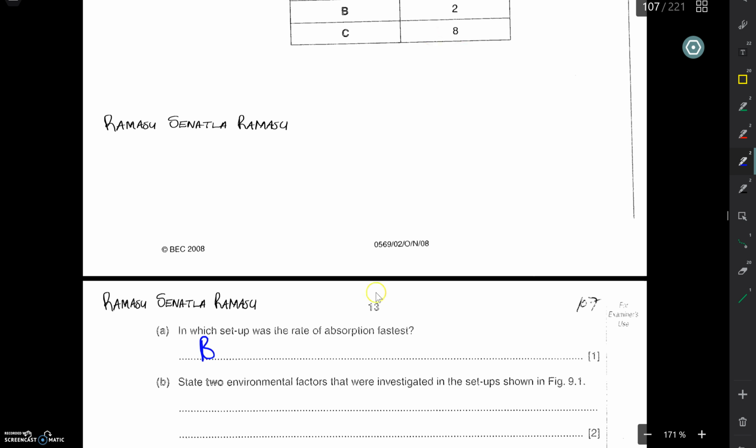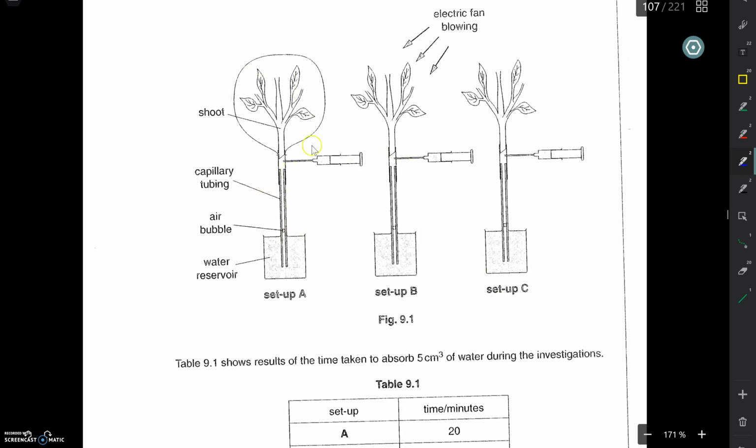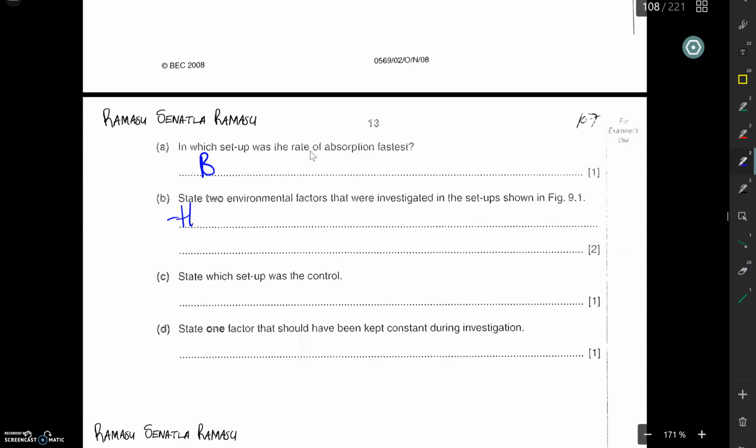Setup B. And then part B says state 2 environmental factors that were investigated in the setups as shown in figure 9.1. Well, for setup A, the plant here is covered with what appears to be a clear plastic bag. So this plastic bag increased the humidity around the plant.